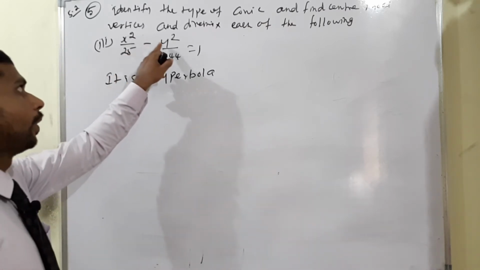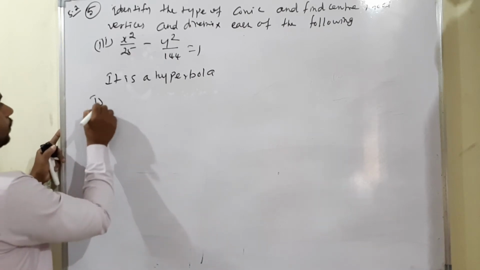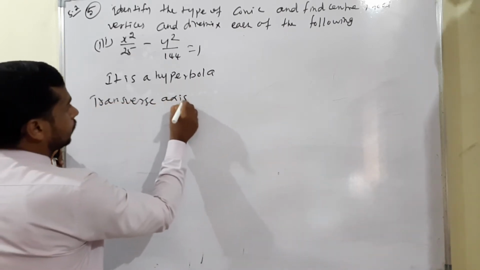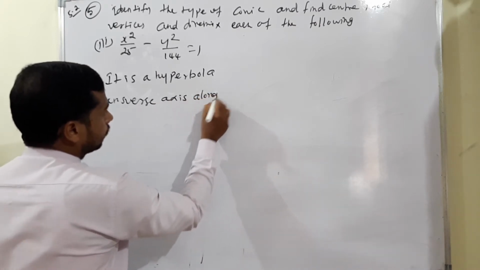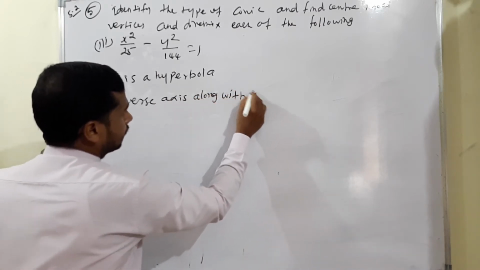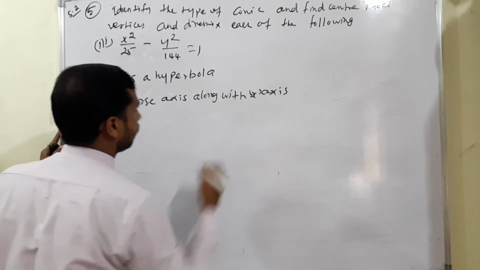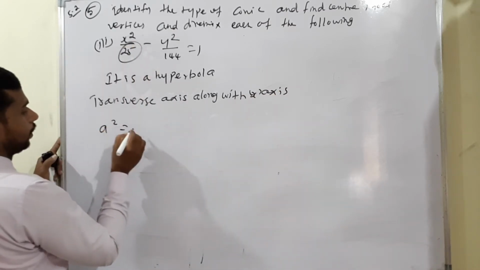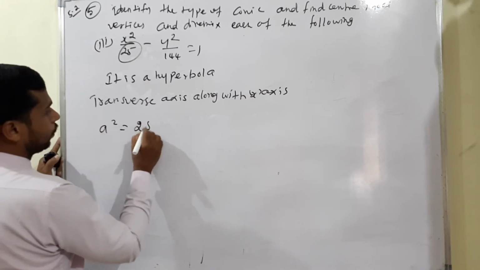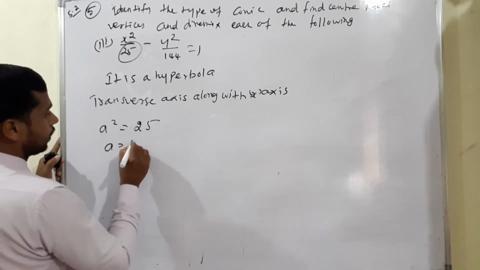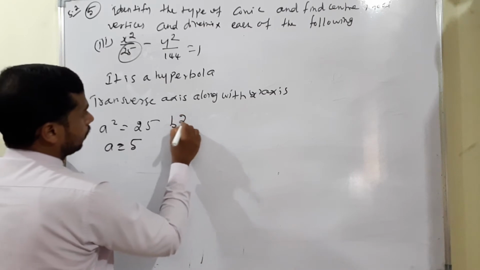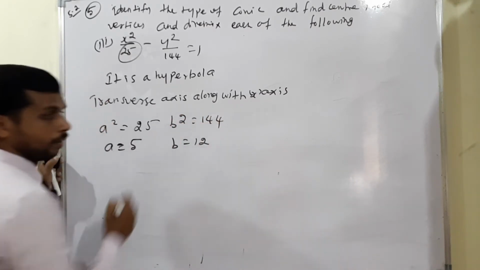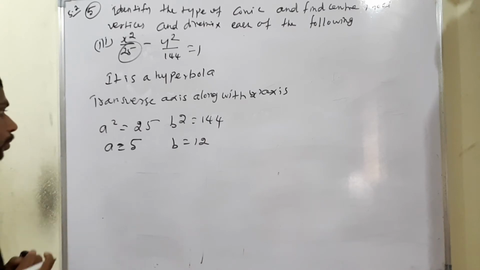The negative term is y, so we can say the transverse axis is along the x axis. Now x axis means the highest value, a square, is the denominator of the x term. a square is equal to 25, so a is equal to 5. Then b square is equal to 144, so b is equal to 12. Now what do we have to do?